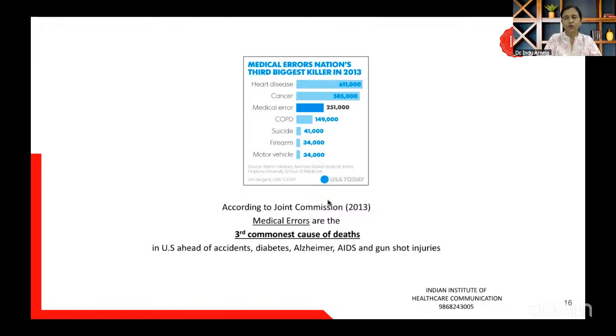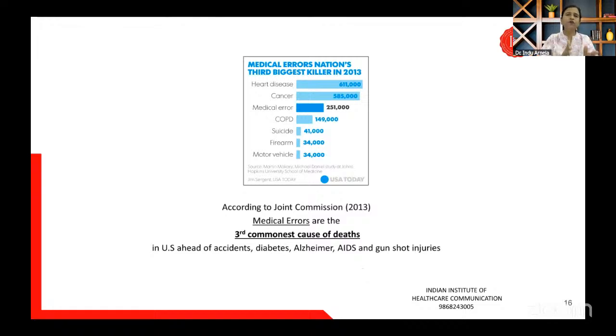Like 250,000 patients die every year in the US because of medical errors. We haven't done any study in our country. I don't know where we would stand, but I'm sure it must be much more than that, because the population here is almost 5-6 times more than the population of America.